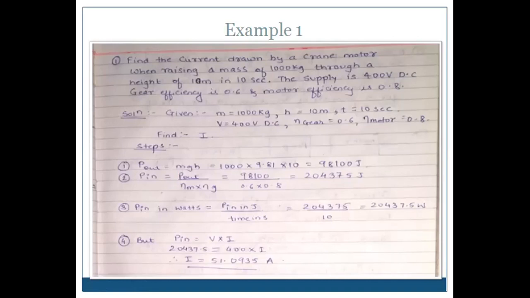P in watts I want, so P in joules I divide by time, because joules per second is watts, right? So I just put the value, time they have given us, so I get P in in watts. The question is, you have to find the current I. So I know power is equal to V into I. So this watts value is equal to the voltage they have given into I, so I get the current here. So the logic everywhere will be the same.